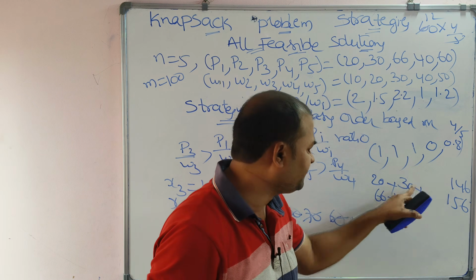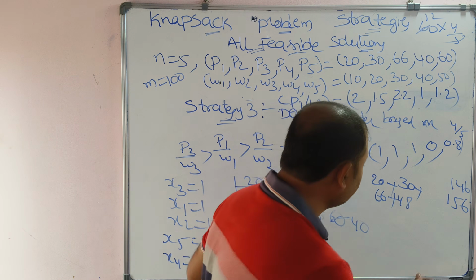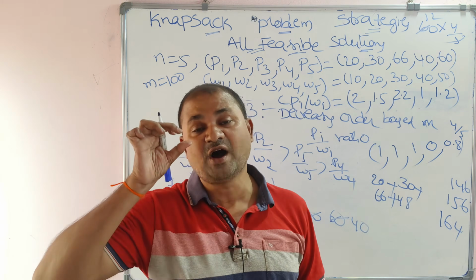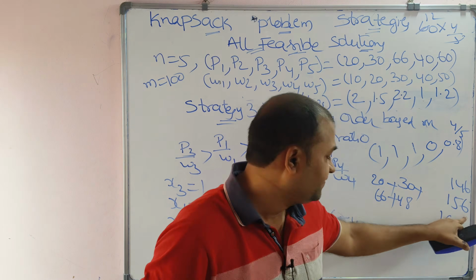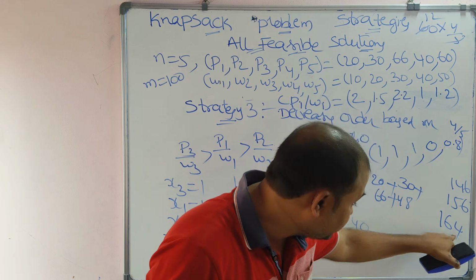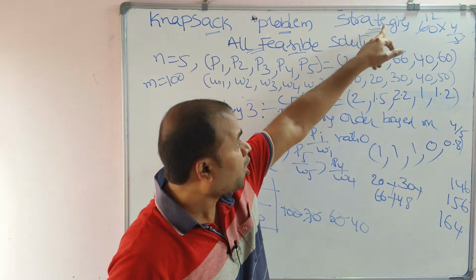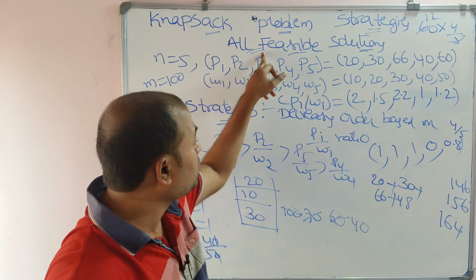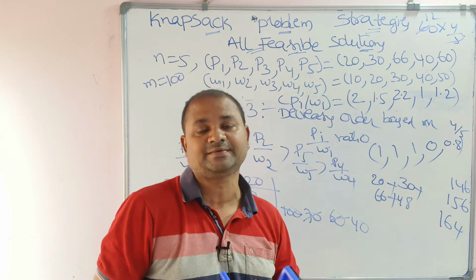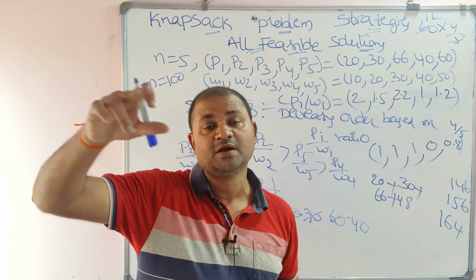Let us add these values. So 20 plus 30, 50. 50 plus 66, 116. 116 plus 48, 164. So if you see strategy 1, we got maximum profit as 146. If you see strategy 2, 156 is the maximum profit. If you see strategy 3, 164 is the maximum profit. So we can say that out of all the 3 strategies, or out of all the feasible solutions, the best solution is strategy 3. So what is strategy 3? Arrange objects in decreasing order based on the profit by weight.